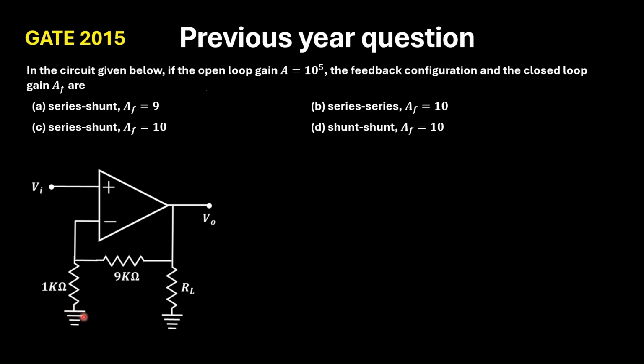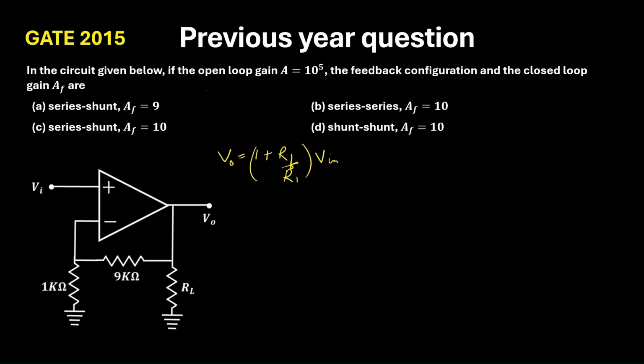So it is a closed loop non-inverting op-amp, and we already know the expression of the output: 1 plus RF by R1 into V input. And the next thing is we need to identify which one is RF and which one is R1. Now the output V0 is taken across this resistor RL. So this 9 kilo ohm is the RF and 1 kilo ohm is the R1.